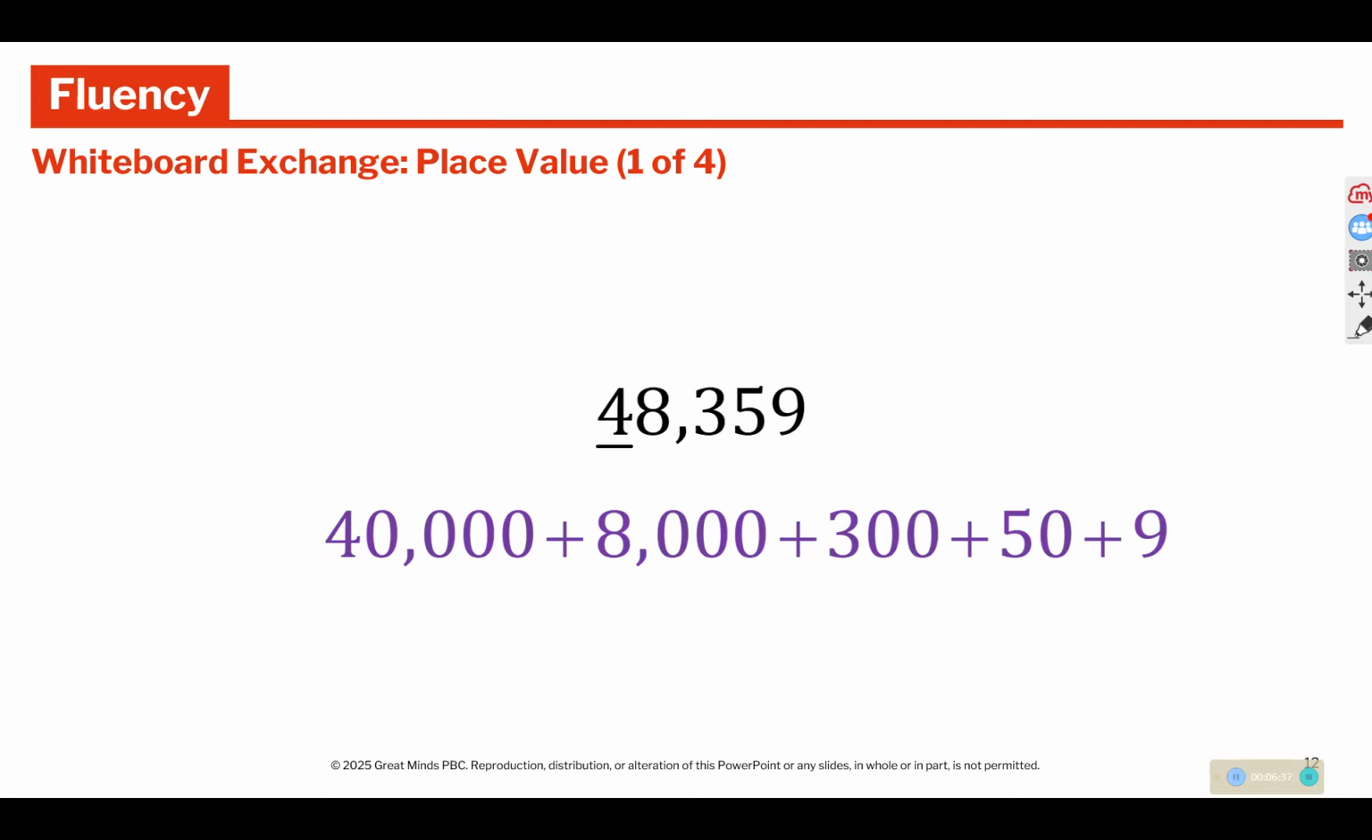This is how we would write the number in expanded form. 40,000 plus 8,000 plus 300 plus 50 plus 9. It may be helpful to have a place value chart out in front of you. We used one in lesson 1 that you can flip back to if you need to.